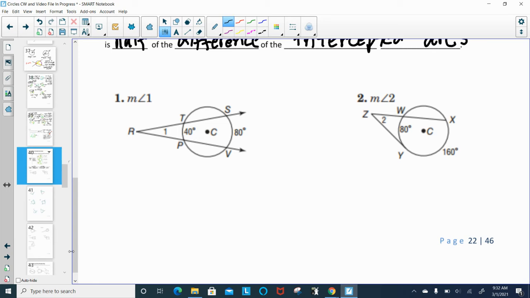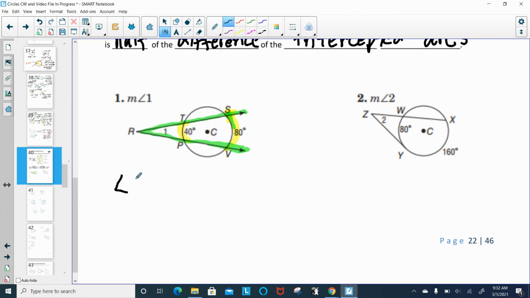Now here, they would like to know the measure of angle 1. Well, hopefully you can see that that 1 label is outside the circle. Angle 1 is that green angle, okay? And it does have 2 arcs. Let me get a different color here. It has this 80 because it touches at S and V, and it has this 40 because the secants touch at T and P.